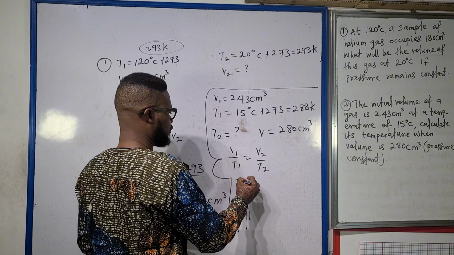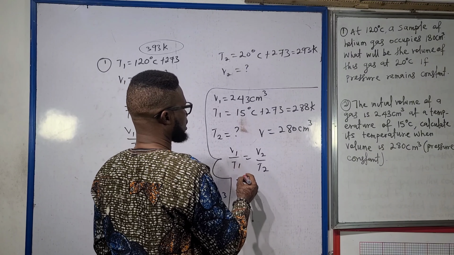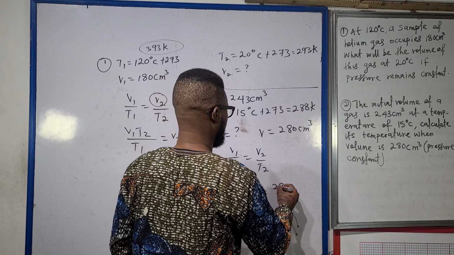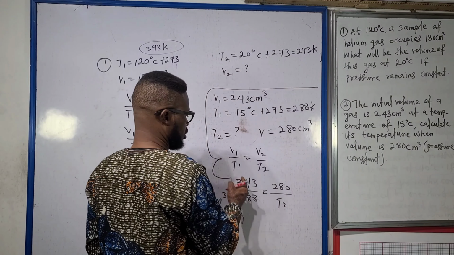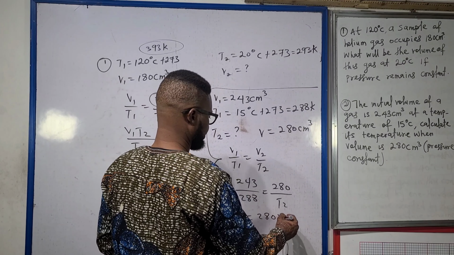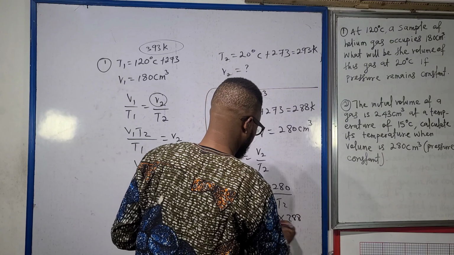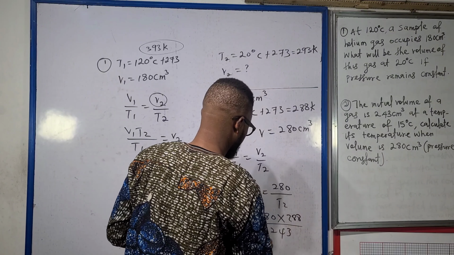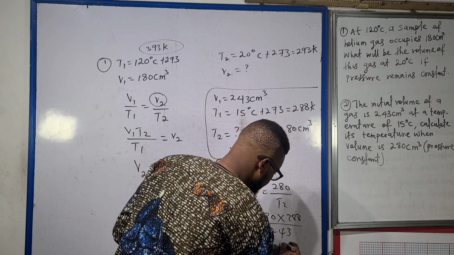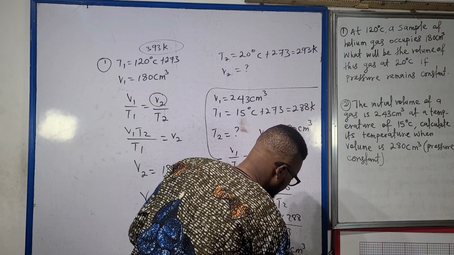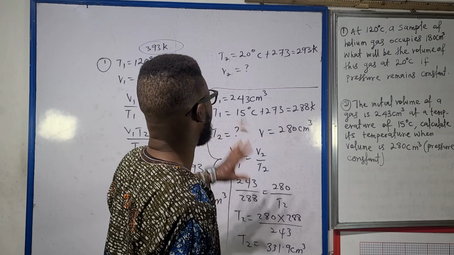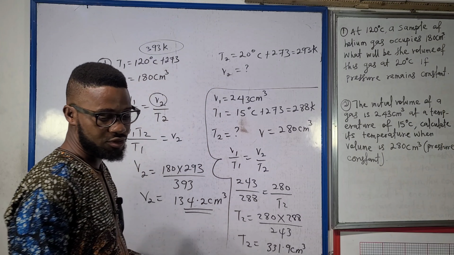Since I'm looking for T2, V1 over T1 equals V2 over T2. So my V1 here is 243, my temperature T1 is 288, equals my V2 which is 280, and my T2 is the question. If this comes here, T2 will be 280 times 288 divided by 243. So therefore, my T2 is going to be 331.9 Kelvin. So that ends that on Charles's law.